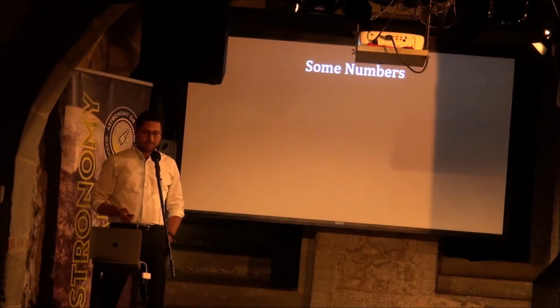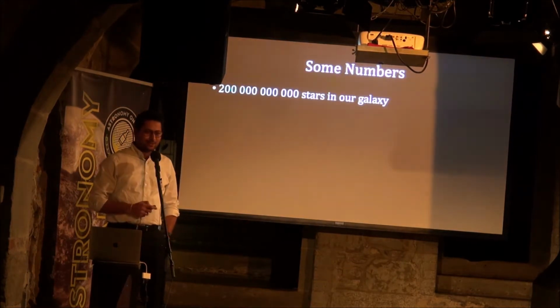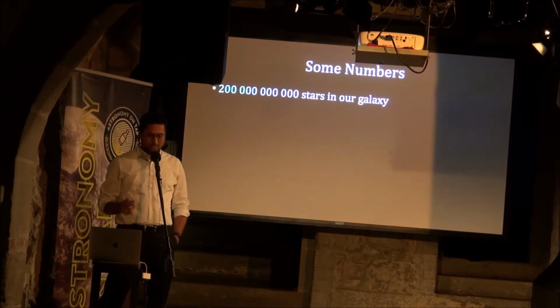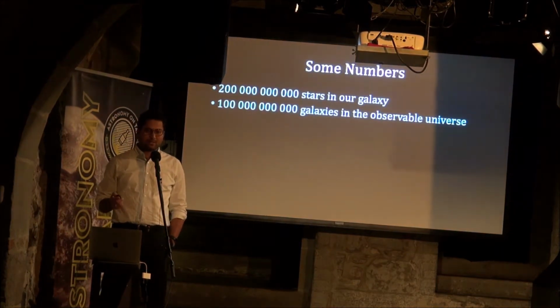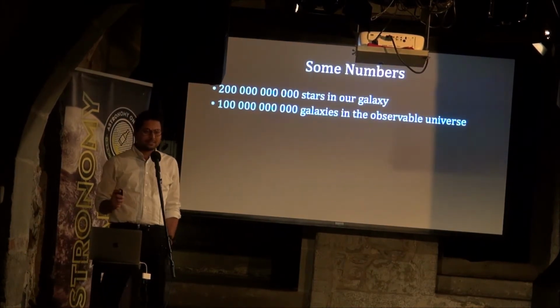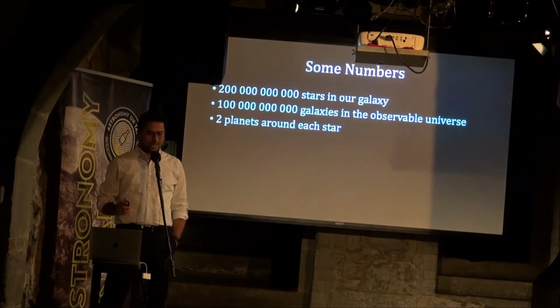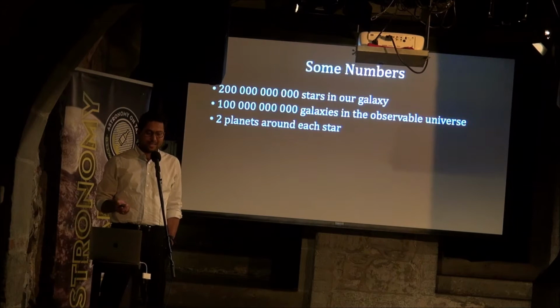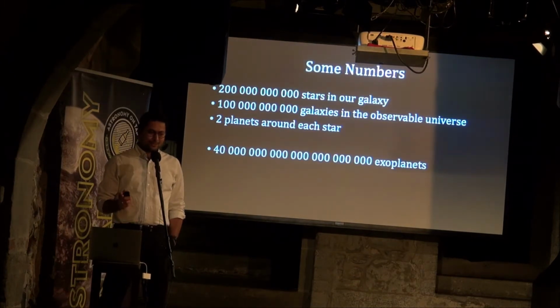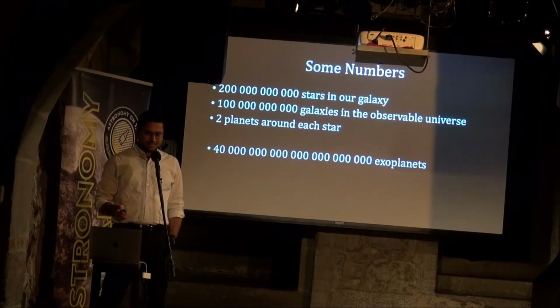So let's talk about some numbers, because astrophysicists also love numbers. There are about 200 billion stars in our galaxy alone. And in our observable universe, there are about 100 billion galaxies. So let us just say moderately there are 2 planets around every star. Can somebody tell me how many exoplanets that makes? So this is the number. It's called 40 sextillion. I looked it up. 40 sextillion.